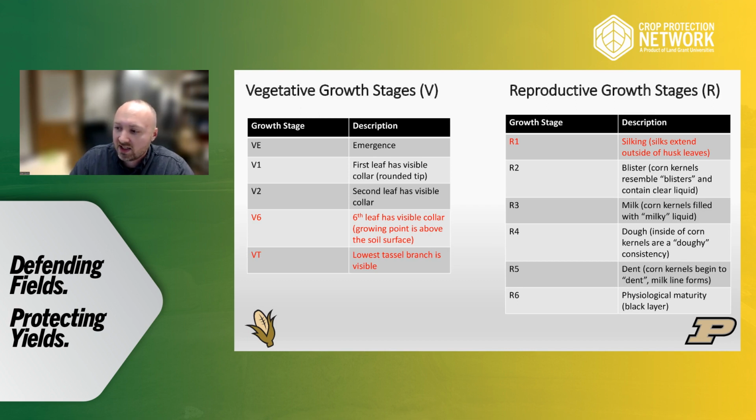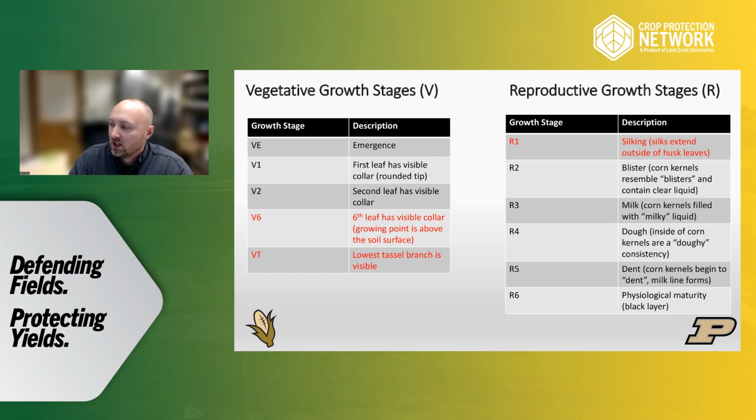I also have highlighted here the VT growth stage. So the VT growth stage is when that tassel emerges, or that lowest tassel branch on that corn plant is visible. When we think about hail damage in corn, you think about leaf defoliation. This is the growth stage that is the most critical in terms of leaf defoliation. If we have 100% leaf defoliation at this point in time, we could have 100% yield loss. So it's a very, very critical growth stage for corn, for understanding what is my potential yield loss due to hail damage.